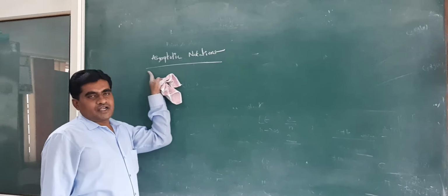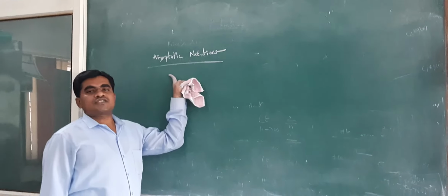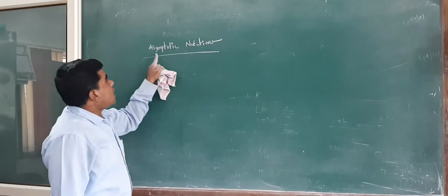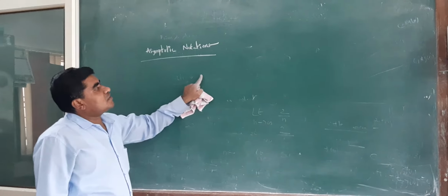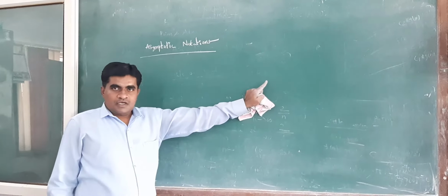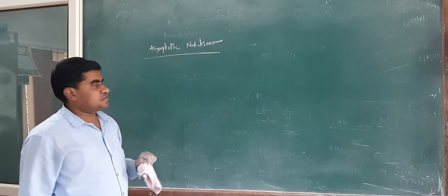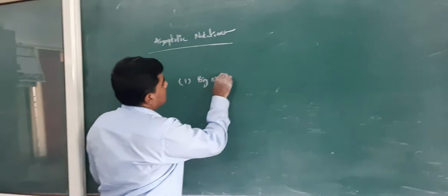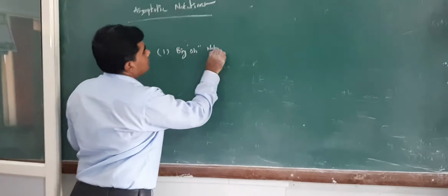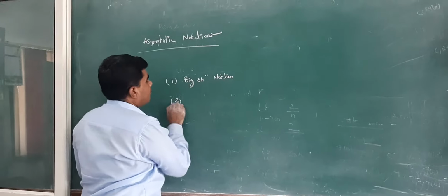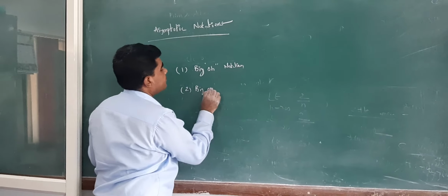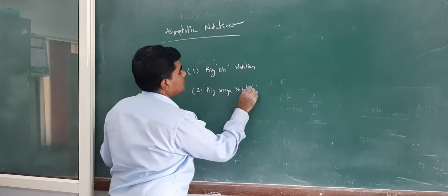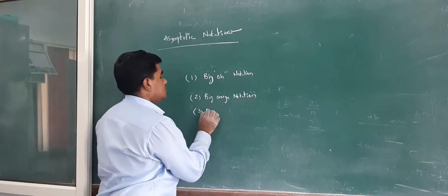Let us discuss asymptotic notations. Asymptotic notations are used to represent the time complexity as well as the space complexity. Asymptotic means the study of the function of the parameter in terms of n. Asymptotic notations are of three types. First one is big O notation, second one is big omega notation, and third one is theta notation.